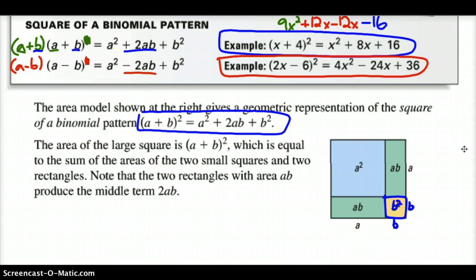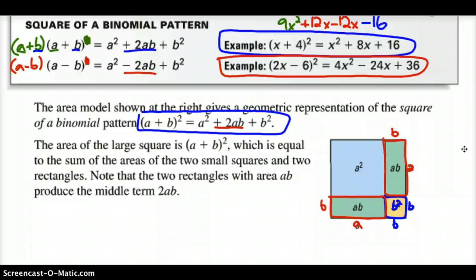Now if I want the area of these rectangles that say ab in them, I'm going to get that from multiplying this a times, if this is b, that means this is b as well. So b times a or a times b is going to give you ab, and it's going to be the exact same thing over here. So this is our a, and this is our width of b, and that's also going to give us this ab. That's where the 2ab comes from: these two little rectangles here.